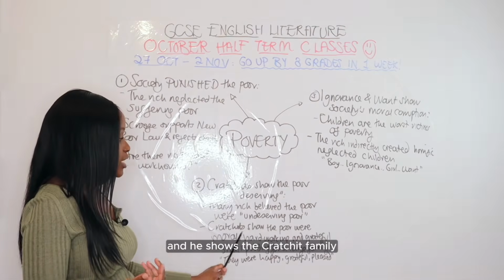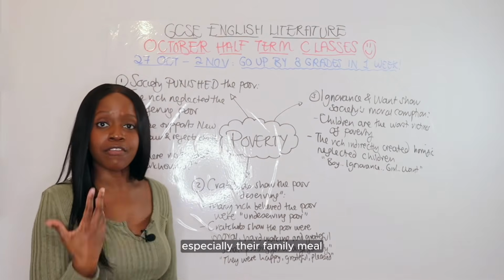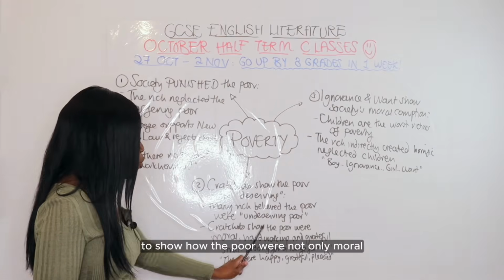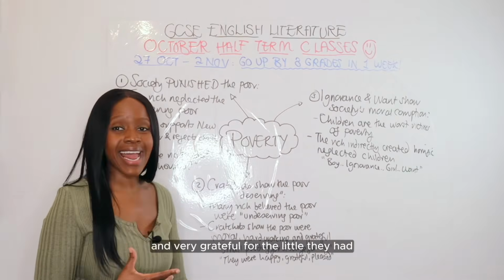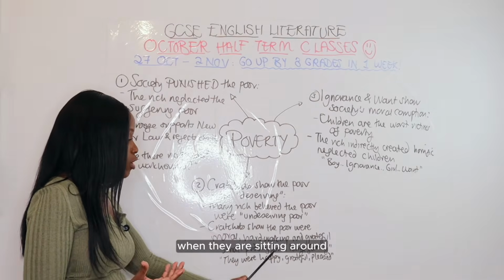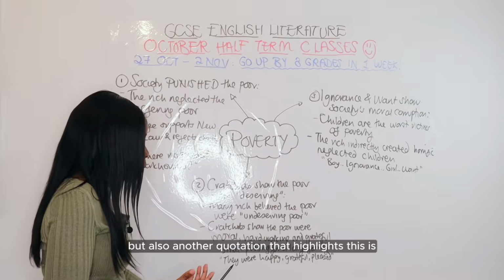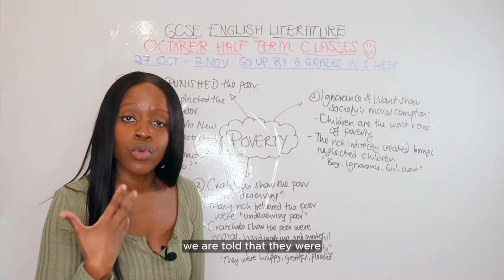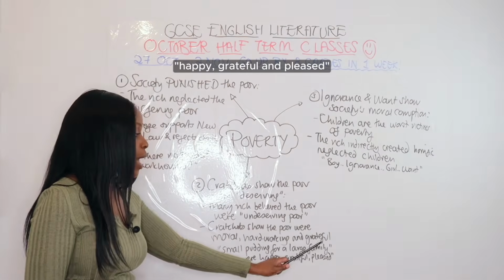And he uses the Cratchit family, and especially the family meal, to show how the poor were not only moral, they were hardworking and actually very grateful for the little they had. A quotation that shows this is, of course, where they are sitting around a small pudding for a large family. Another quotation that highlights this is, we are told that they were happy, grateful, and pleased.